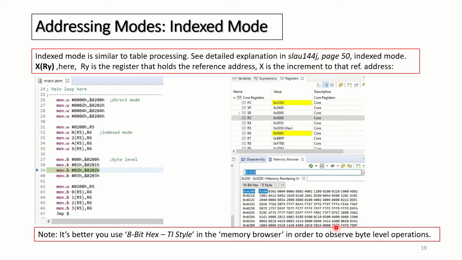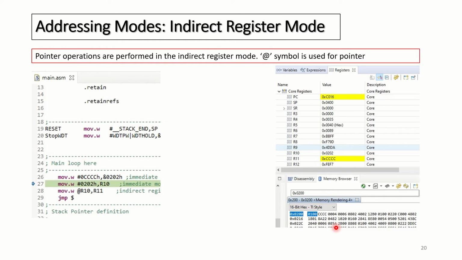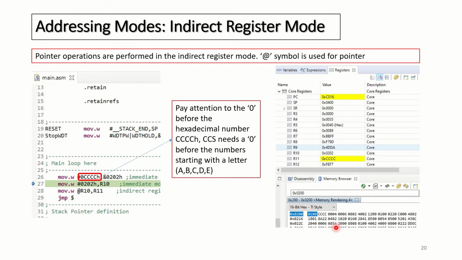In index mode, RY holds the reference address and X is the increment to that reference address. Pointer operations are performed in the indirect register mode. Add symbol is used for pointer. In the first move instruction, CCCC value is stored into 0202 memory address. In the second move instruction, 0202 value is stored into register 10. In the last move line, the content of the address stored in the R10 register is inserted into register 11. Here it is CCCC.